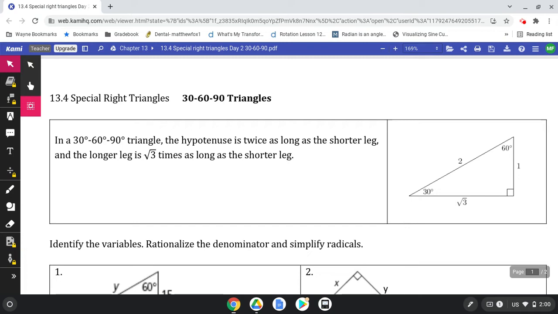And on these triangles, the hypotenuse across from the 90 here is always twice as big as the short leg, which is across from our small angle of 30. So if that's a 1, the hypotenuse would be 2. Meanwhile, the long leg is square root of 3. That will be square root of 3 times as big as the short leg. So 1 times square root of 3 gives us square root of 3.